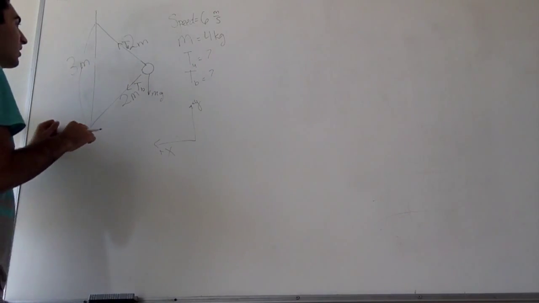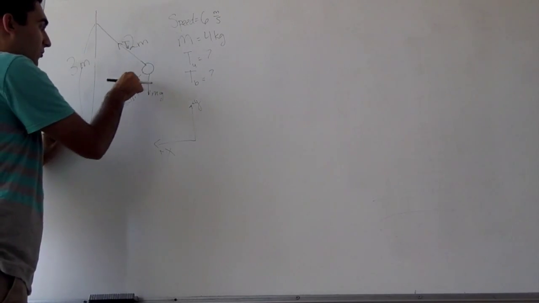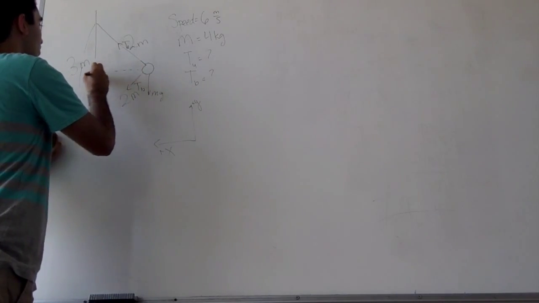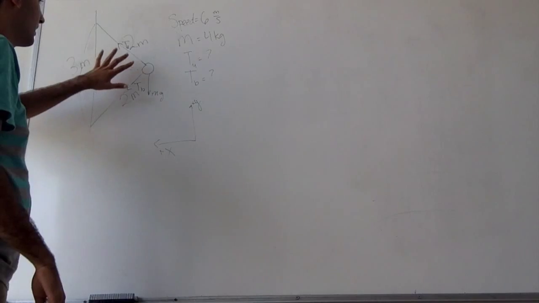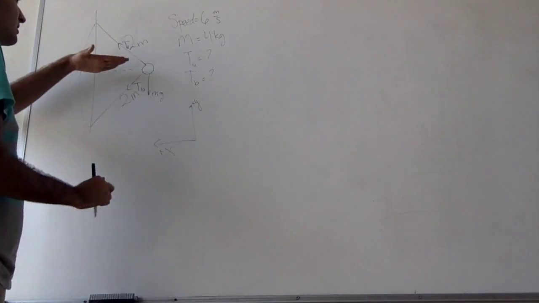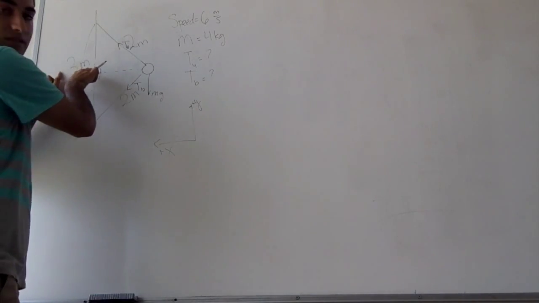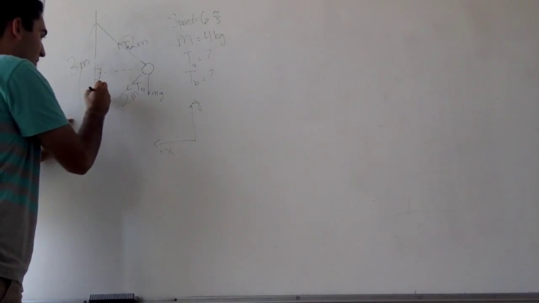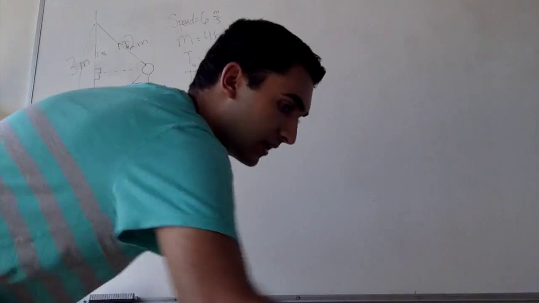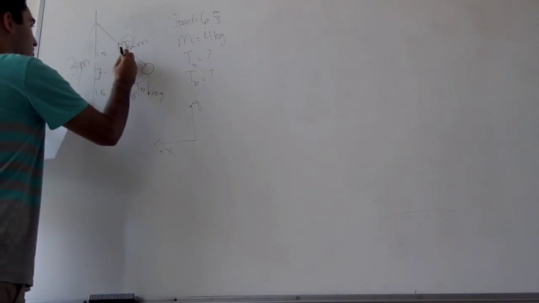Okay, so let's figure out a little more about the dimensions. Now that we have our free body diagram with the two tensions and the weight going downwards: since this is an isosceles triangle with sides 2 meters, 2 meters, and 3 meters, we can split it in half into two equal right triangles. The entire base is 3 meters, so we make it 1.5 and 1.5. Using the Pythagorean theorem, we see that this radius is 1.322 meters.